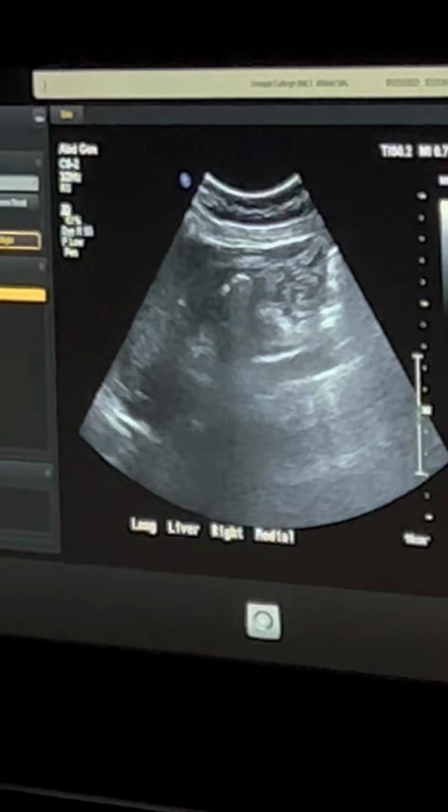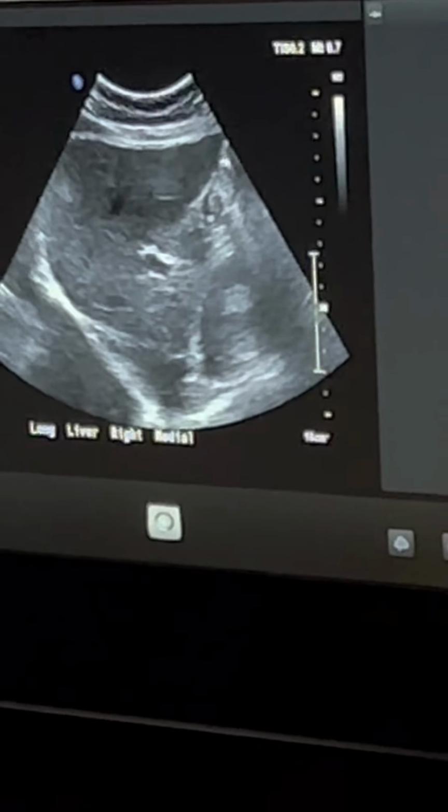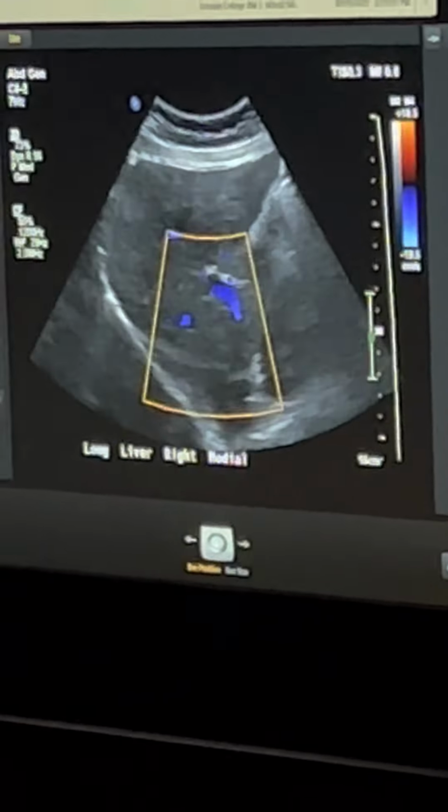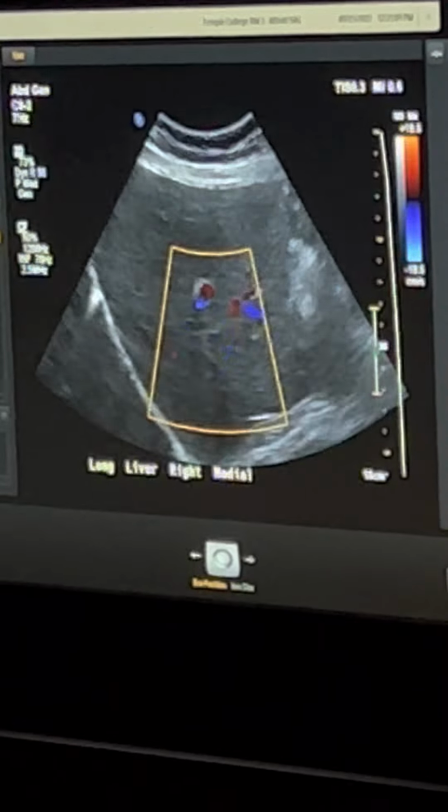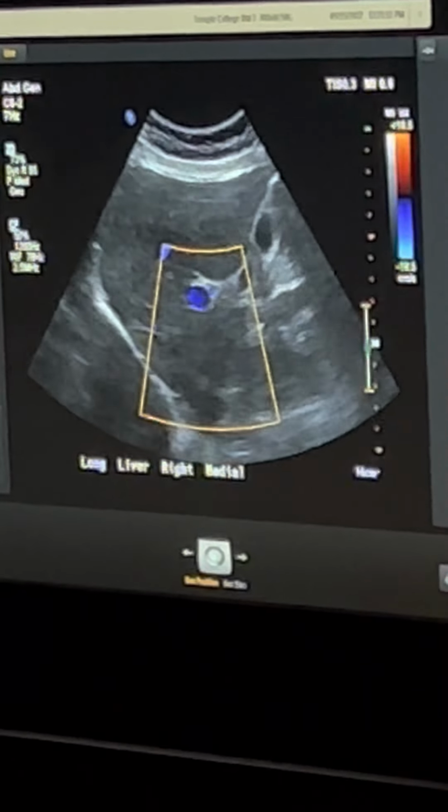And Doppler. Do you just want my protocol? No. Because main portal vein is like by itself. Yep. So main portal vein. Anybody tell me where the main portal vein comes from?